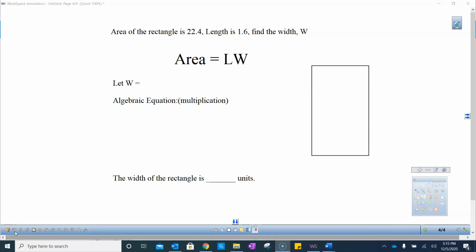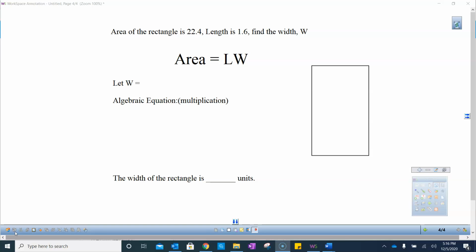All right, so in this problem, we have the area of a rectangle is 22.4 units and the length is 1.6 units, and we're asked to go ahead and find the width of this rectangle. Remember, the formula to find the area of any rectangle is you multiply the length times the width.